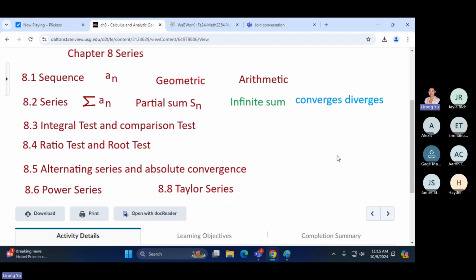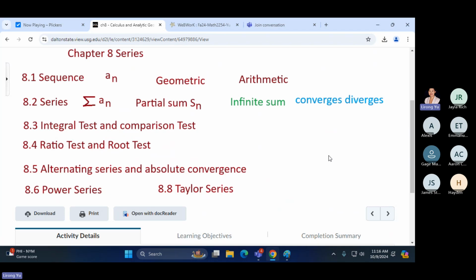All right, basically in chapter 8, the main focus is series, so let's identify all the sections we're about to learn. We learned 8.1, which introduces the idea of a sequence. A sequence is a list of numbers that has some pattern. Two common sequences are the geometric sequence and the arithmetic sequence. If we know what kind of sequence they are, we might have an easy way to write their formula.